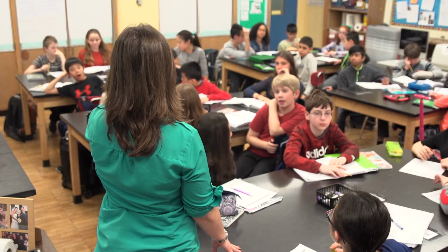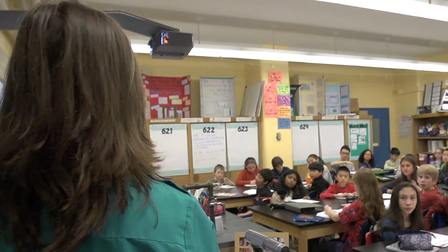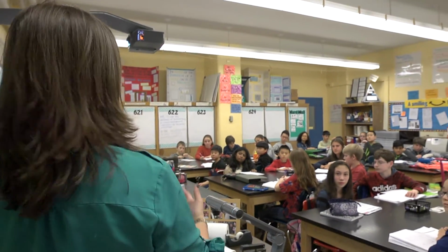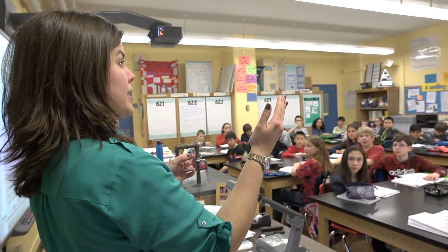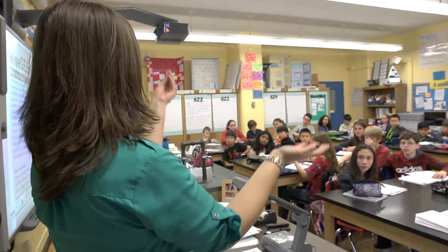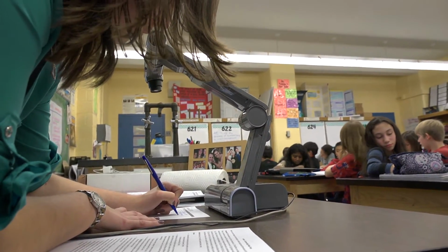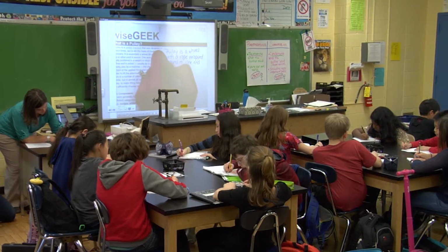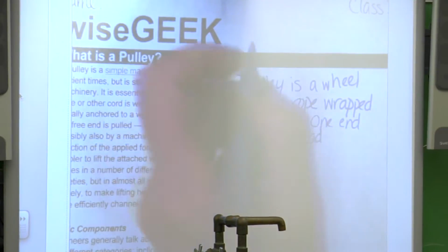So I'm thinking about what this chunk is mostly about. And in my opinion, I'm thinking it's describing the pulley. It's saying that it's a wheel, you have a rope wrapped around it, on one end you attach the load, on the other end... I modeled how to summarize the first chunk. By taking that time and modeling how to do a strategy and having them practice it, they're better equipped later on to do it on their own.